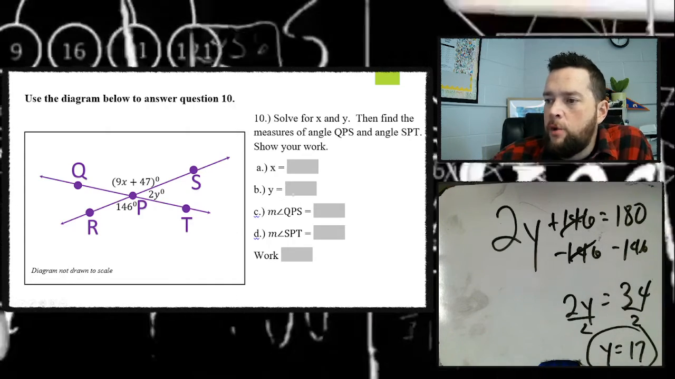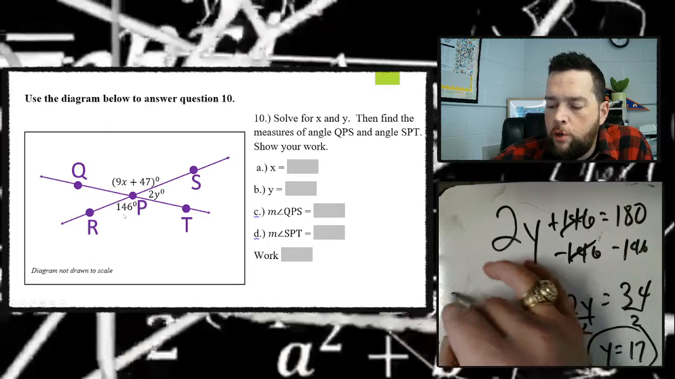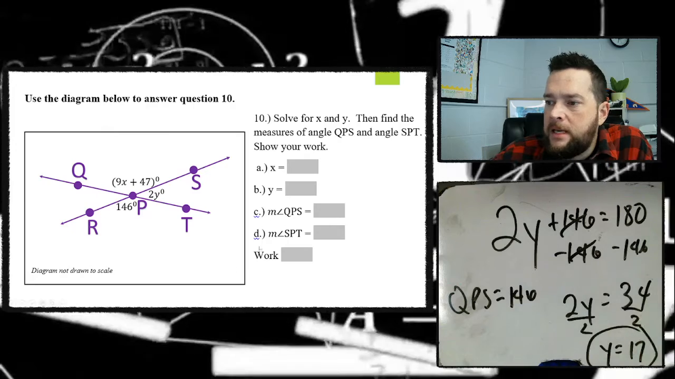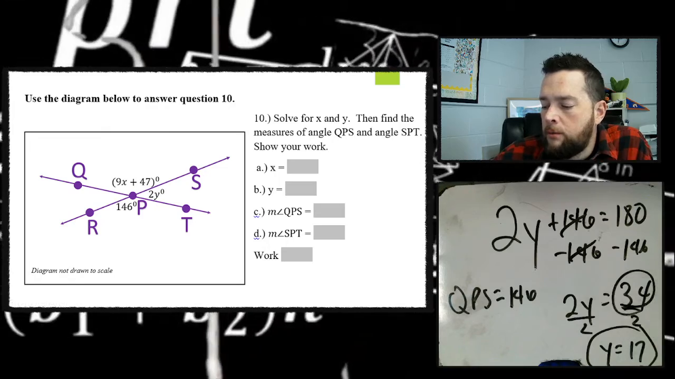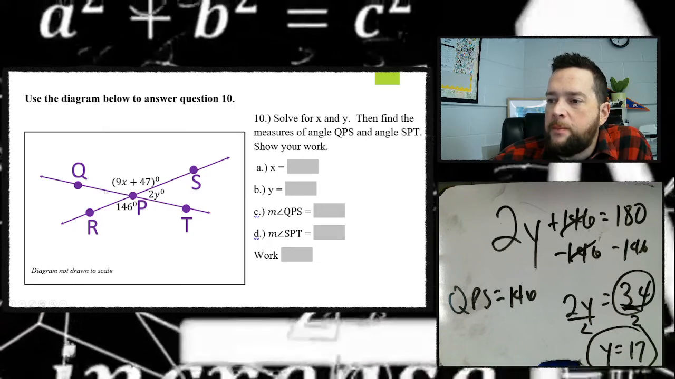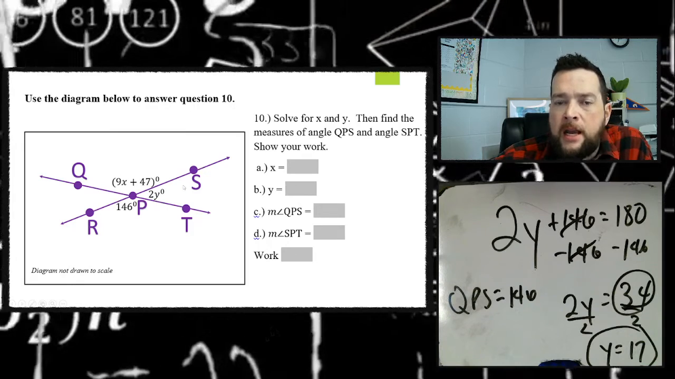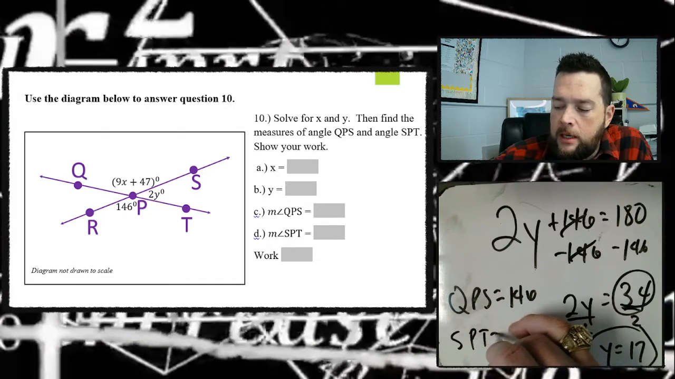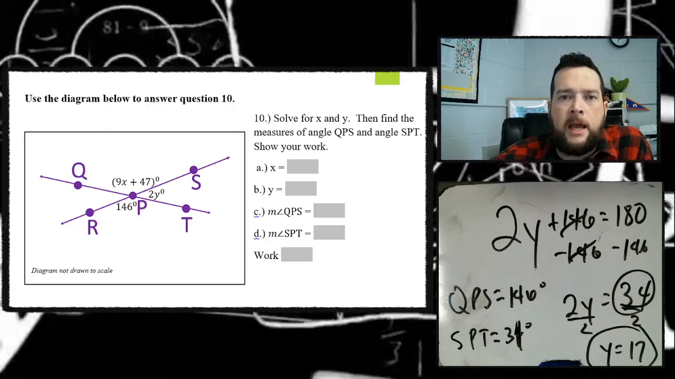Now then QPS. Well, QPS we already know is vertical to RPT, so QPS is 146 degrees. And then SPT, well, we already had to find that information out as well in order to solve for y. SPT is adjacent to RPT, and both of those add up to 180. So 180 minus 146 is 34. So SPT is 34 degrees. And those are the answers to this problem.